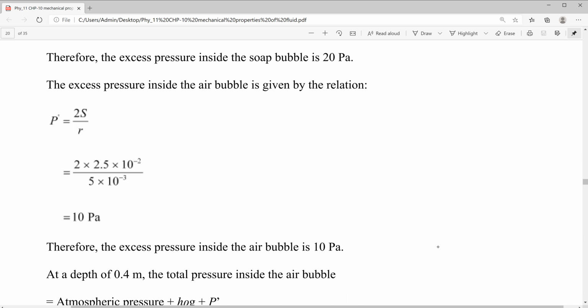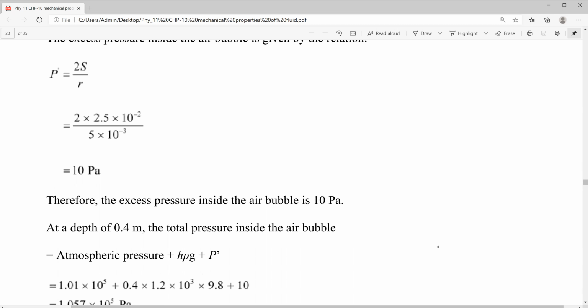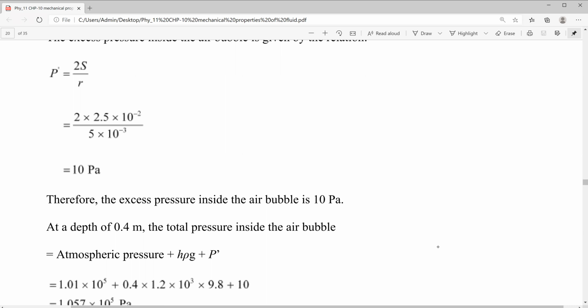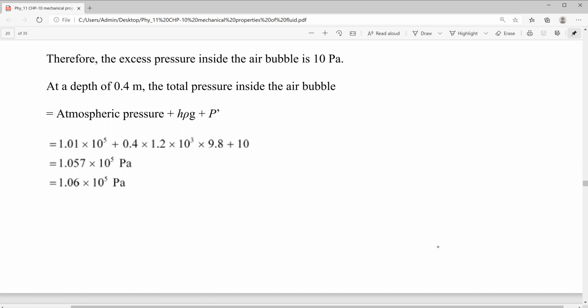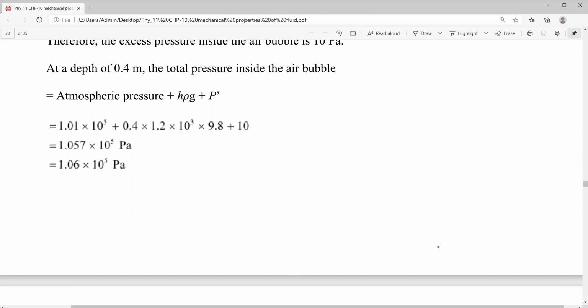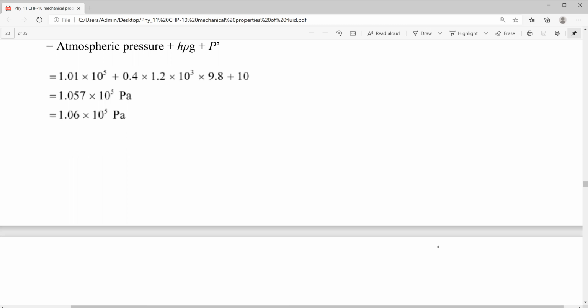So excess pressure inside the air bubble is given by the relation P dash, we consider that one. So P dash is equal to 2S divided by R. So value of surface tension and radius is substituted, and we got that is 10 Pascal. Therefore, excess pressure inside the air bubble is 10 Pascal. So at a depth of 0.4 meter, total pressure inside the bubble is given by the formula atmospheric pressure plus rho gh plus P dash.